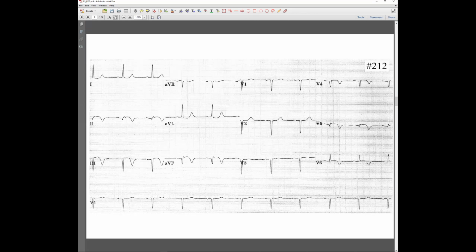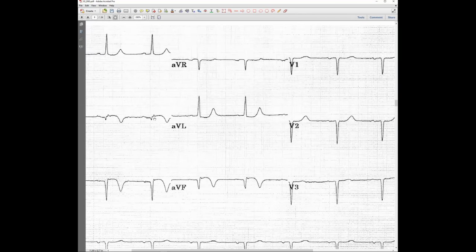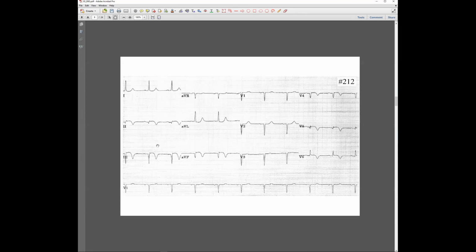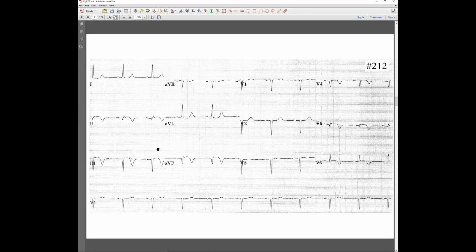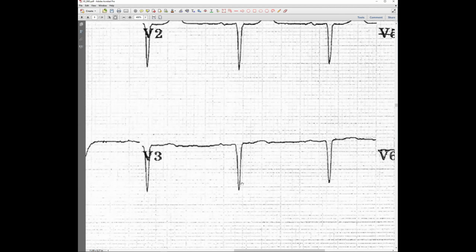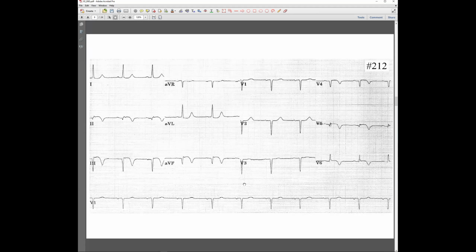Clear? So there is no S. There is no S. And you can say that's a pathologic QS. Yeah, but here you can see a little R. Okay, so this is the first. QS is a pathological Q wave as well. But it's so deep that this is why we said in V2, that's a QS complex. QS is a pathological Q wave. Okay. Yes, thank you.